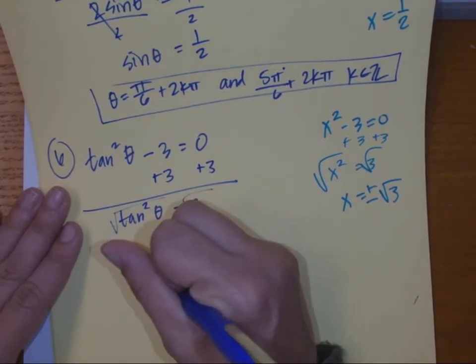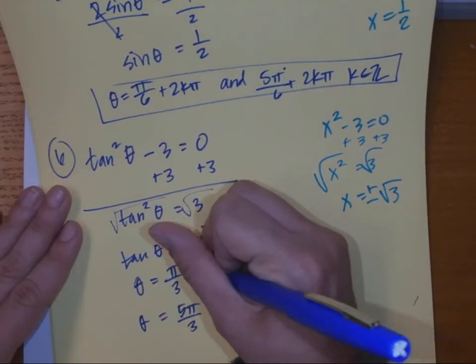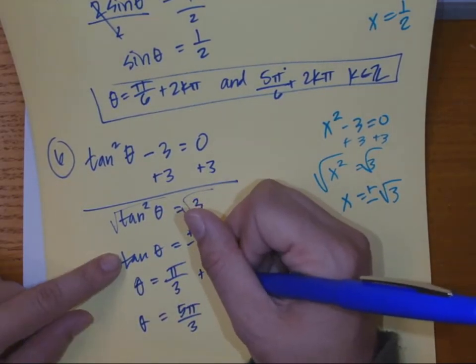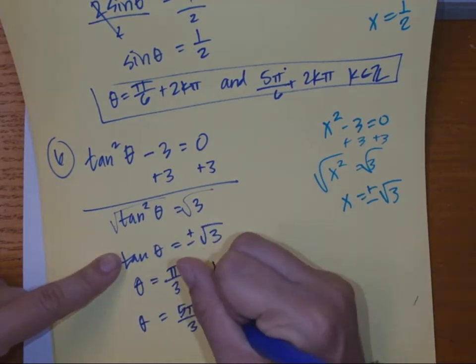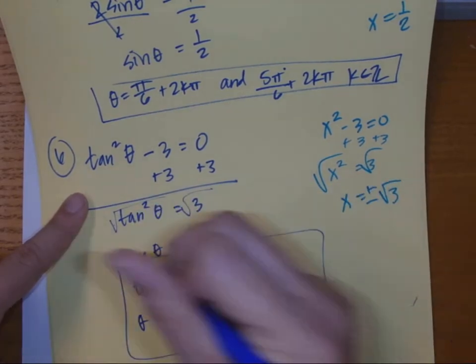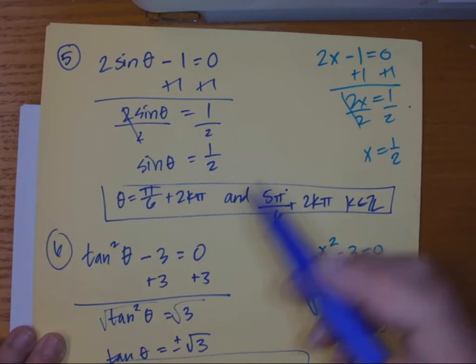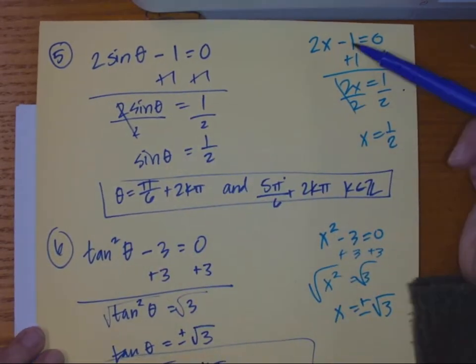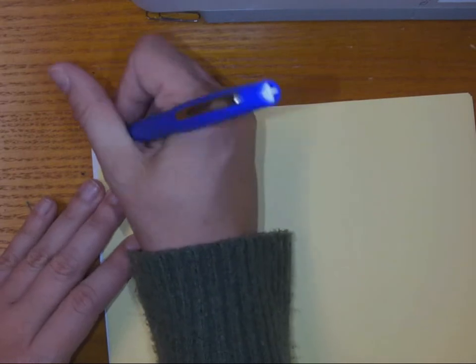So pi over 3 and 5 pi over 3 plus, for tangent, it's not 2k pi, it's just k pi. And k is an integer. And that's my answer. Okay, so notice, same idea as before, it's just I'm adding a little bit of algebra to it. Let's go ahead and do one where it's a little bit more of college algebra now.